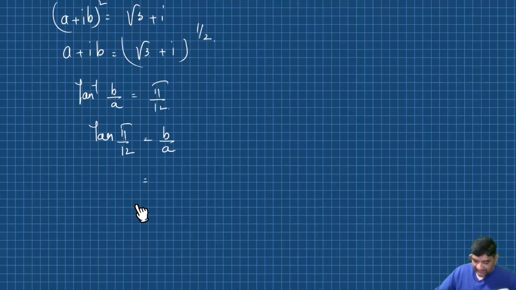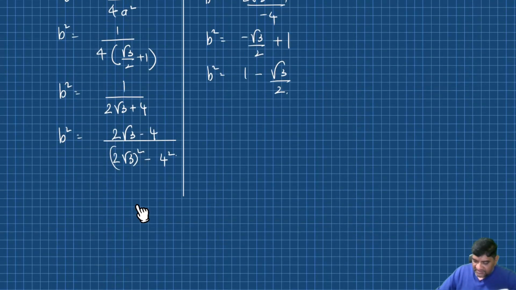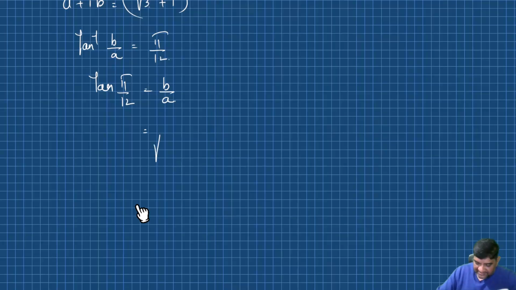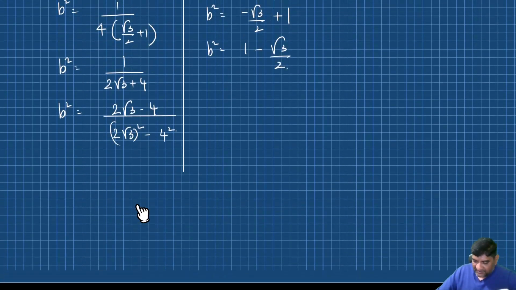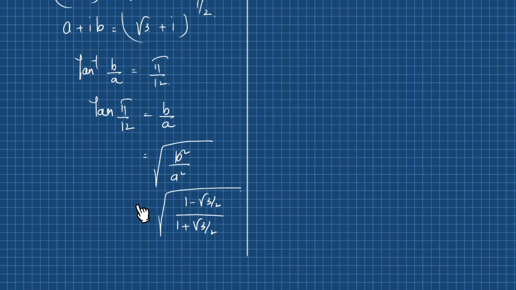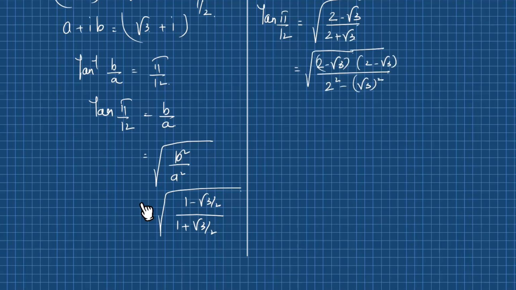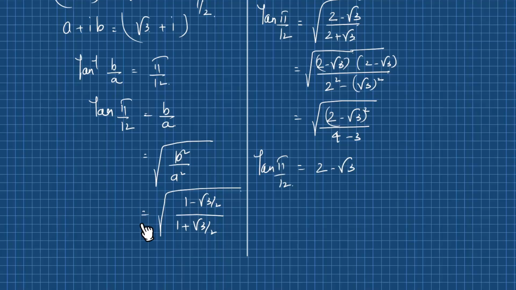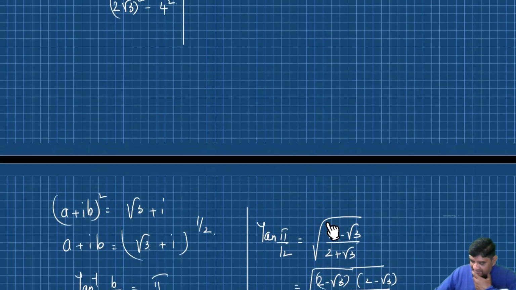I don't have the direct value for b by a, but I do have b square and a square. So I'm going to write this as root of b square by a square, and then substitute the value for b square and a square. B square is 1 minus root 3 by 2. Minus root 3, and therefore the value for p over here is 2, and the value for q is minus 1. Value for q is minus 1, and that is the end of the solution.